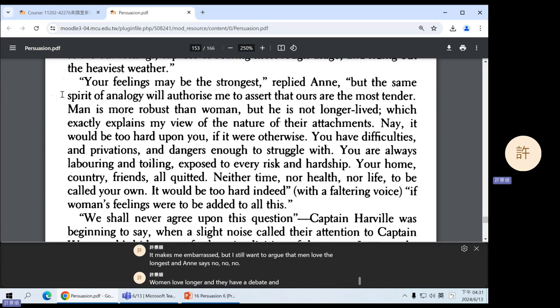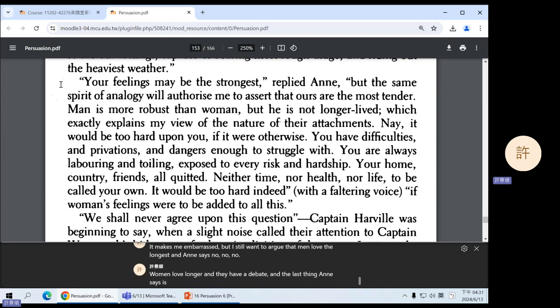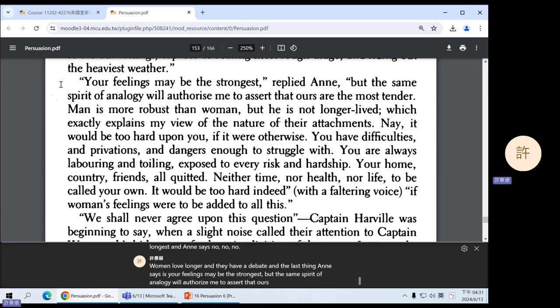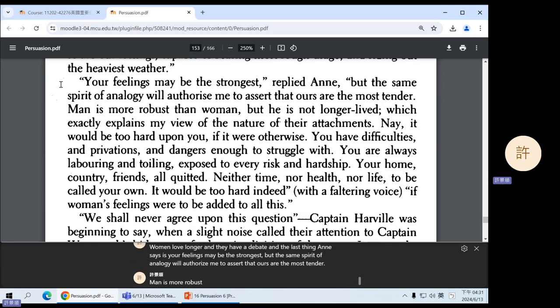And the last thing Anne says is, "Your feelings may be the strongest, but the same spirit of analogy will authorize me to assert that ours are the most tender. Man is more robust than woman, but he is not longer lived, which exactly explains my view of the nature of their attachments. Nay, it would be too hard upon you if it were otherwise.